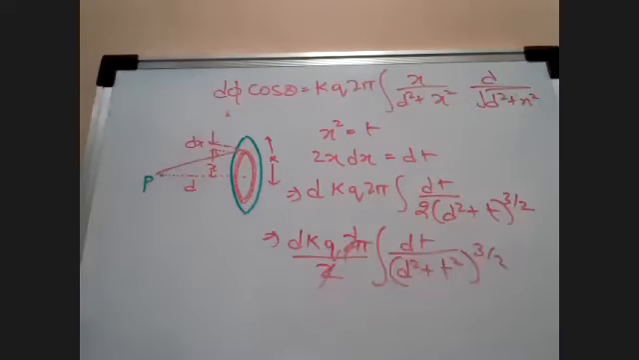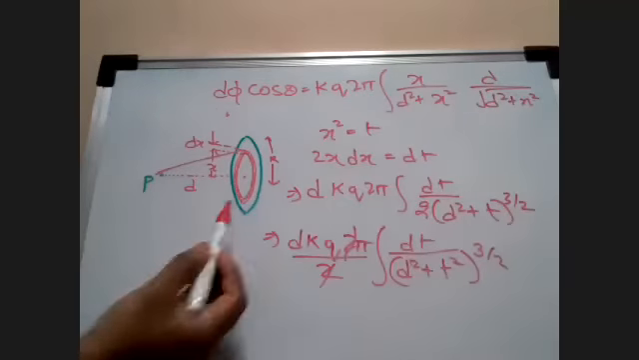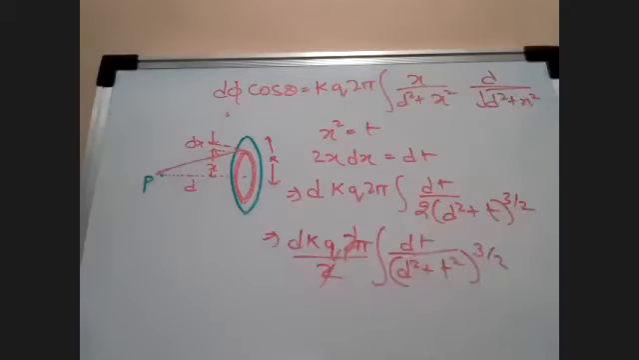What is dA? dA is the area of this small red colored ring. That is 2 pi x, the circumference, into the thickness, which will give you the area of the ring specifically. And so what we got: the area of the ring is 2 pi x dx. Ultimately, we substituted E as kq upon r square.